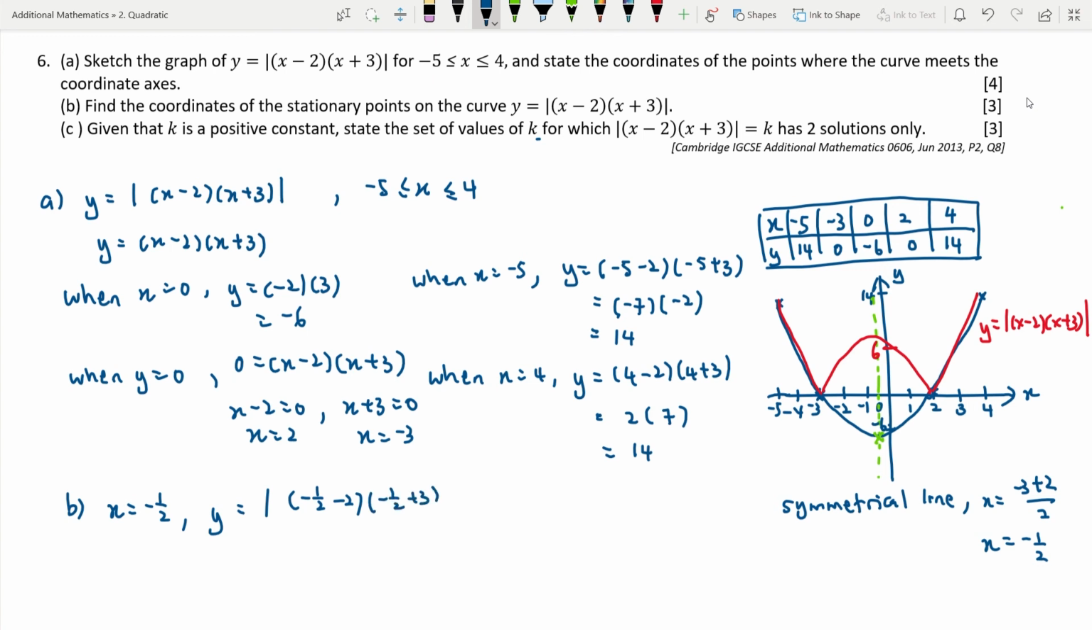When x is equal to -1/2, y is equal to modulus -1/2 minus 2, -1/2 plus 3, which is equal to -5/2, 5/2. We simplify it. Negative and positive, we get a negative. 5 times 5, 25. 2 times 2, 4. And because we have a modulus, the y value is 25/4. Therefore, in this case, our stationary point or the turning point is -1/2, 25/4.